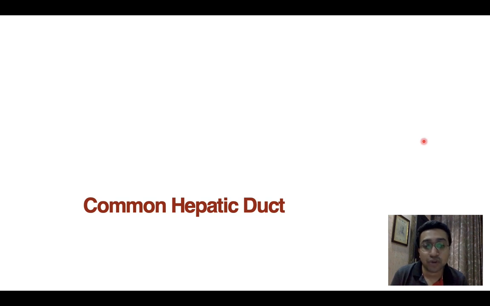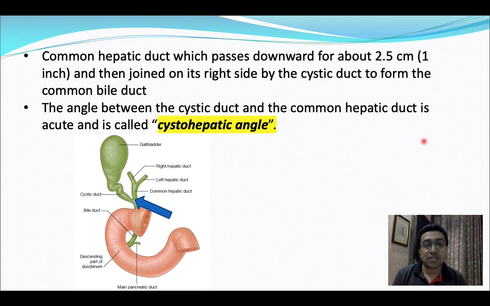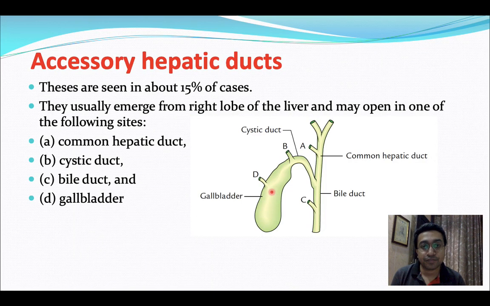Now talking about the common hepatic duct. The common hepatic duct passes downward for about 1 inch or 2.5 centimeters and is then joined on its right side by the cystic duct to form the common bile duct. This thing we have already seen. Now the angle formed between the cystic duct and the common hepatic duct is acute and is called the cystohepatic angle. Again, can be asked in the exam. I have demarcated this via the arrow.